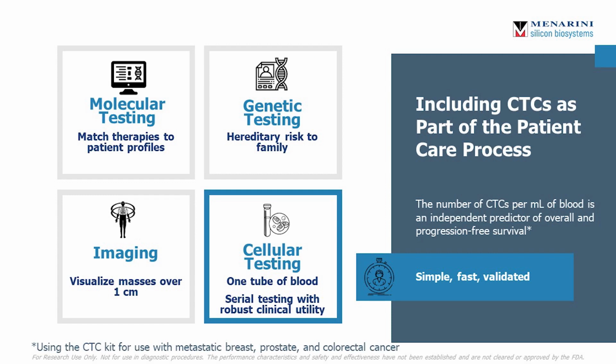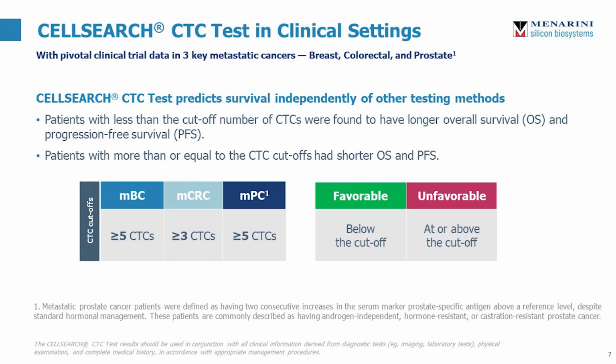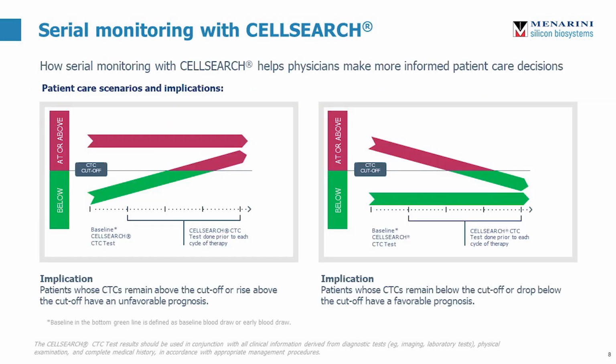Because it just requires a tube of blood, it can be integrated into the patient's routine blood work and allow for easier serial testing. In clinical settings, the CellSearch CTC test predicts patient survival independently of other testing methods in metastatic breast, prostate, and colorectal cancer. Studies have shown that patients with fewer than the cutoff numbers of CTCs have longer overall survival, as well as progression-free survival. Serial monitoring with CTCs using the CellSearch system can also help physicians make more informed patient care decisions and can be an early indication of treatment efficacy.